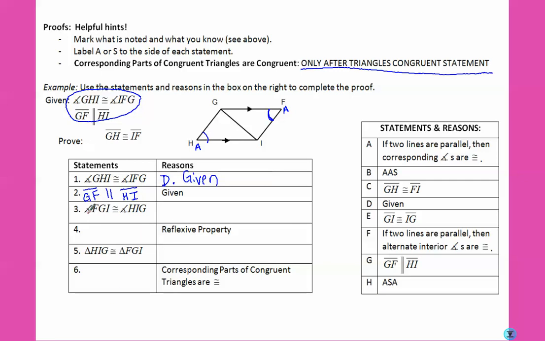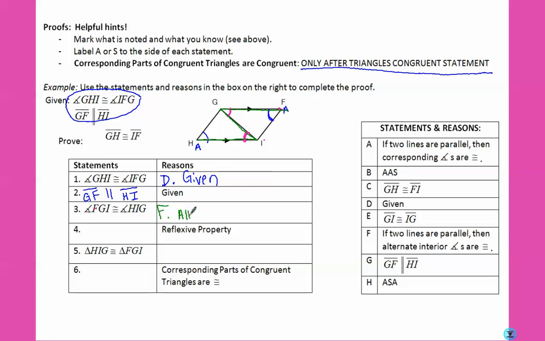So angle FGI, FGI, that's this one here, and angle HIG, HIG, this one's here. What would be the reason for that? Well, those switch sides of our line in between the parallel lines, so it makes that zigzag shape. So I know that these are alternate interior angles. So that would be letter F. If two lines are parallel, then alternate interior angles are congruent.